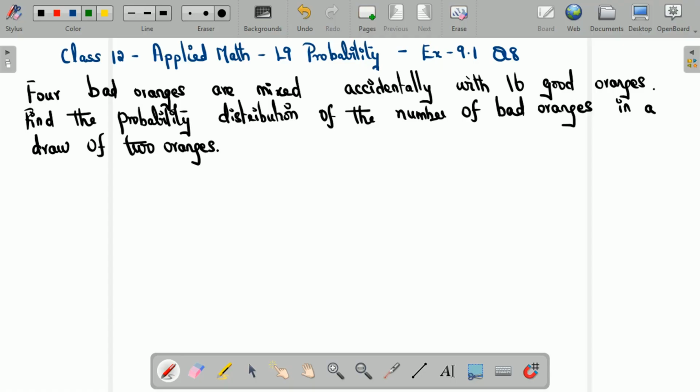In this video, let's find the solution for the 8th question in exercise 9.1. 4 bad oranges are mixed accidentally with 16 good oranges. Find the probability distribution of the number of bad oranges in a draw of 2 oranges.